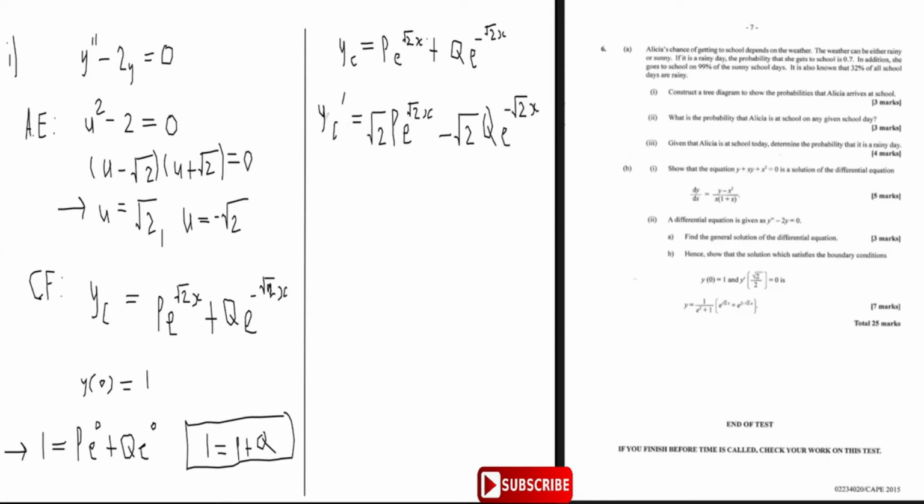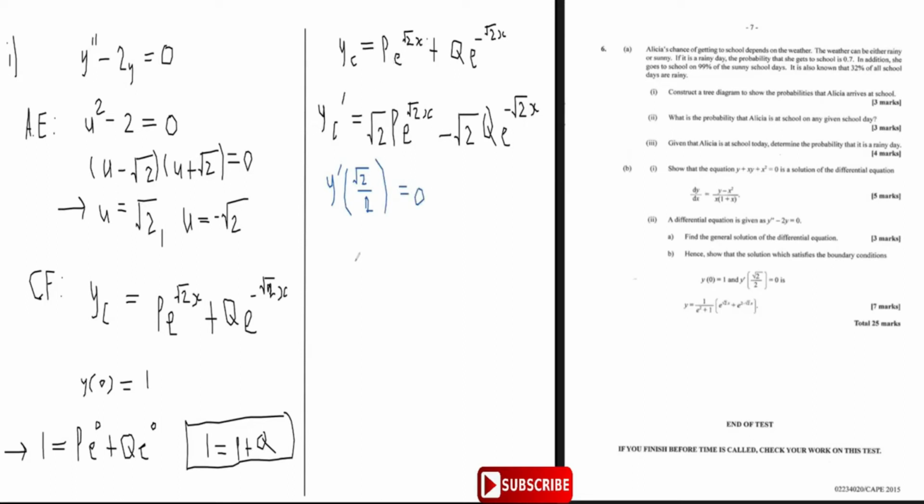Since this is yc prime, remember they had given you the condition that y prime of root 2 over 2 is 0. So when you put in x as root 2 over 2, y prime is going to be 0. So let's do that substitution now.